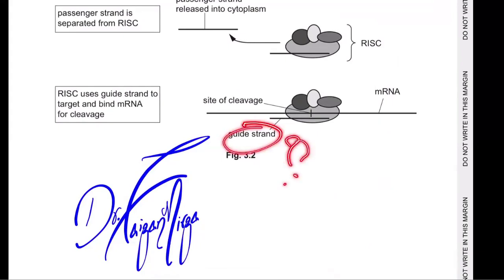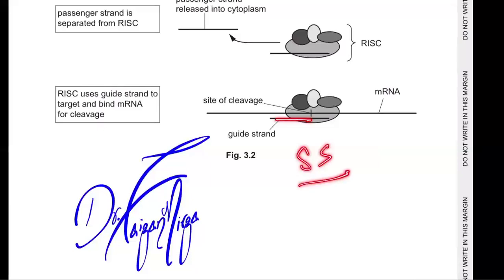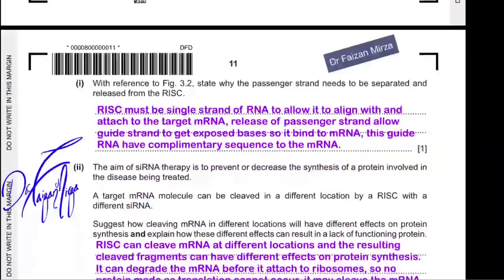Why does the guide strand need to be separated from the passenger strand? Because now the guide strand is single stranded. It's a single strand molecule now. And this single strand molecule can now form complementary base pairing, or hydrogen bonds, with messenger RNA, and then can produce a cut, thereby cutting the mRNA and making sure that its protein is not made. Moving on to the next part.